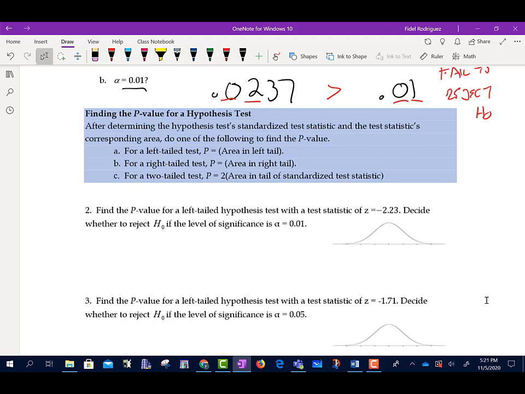So now let's take a look at the next piece here. How do we find the p-value for a hypothesis test? It says, after determining the standard test statistic and the test statistic's corresponding area, do one of the following to find the p-value. If it's a left tail test, then p is going to be the area in the left tail. If it's a right tail test, p will be the area in the right tail. And if it's a two-tail test, p will be the area in the tail of the standard test statistic.